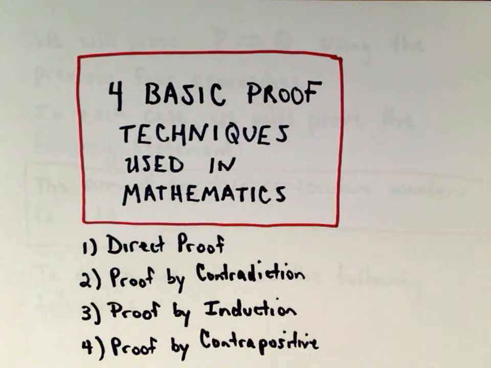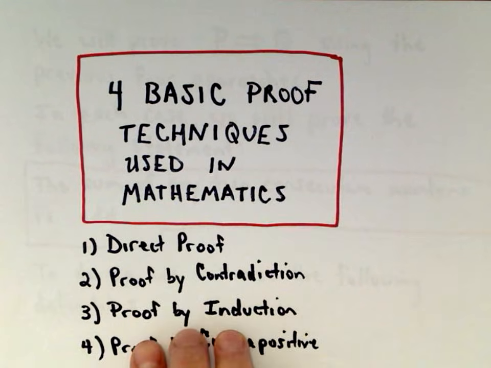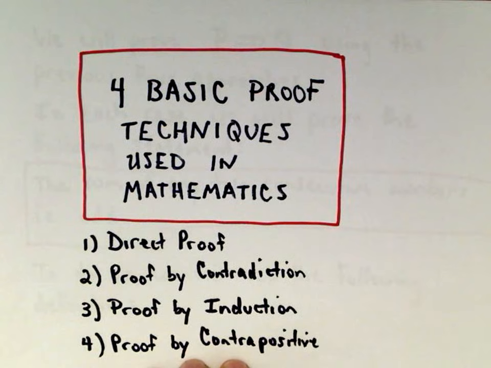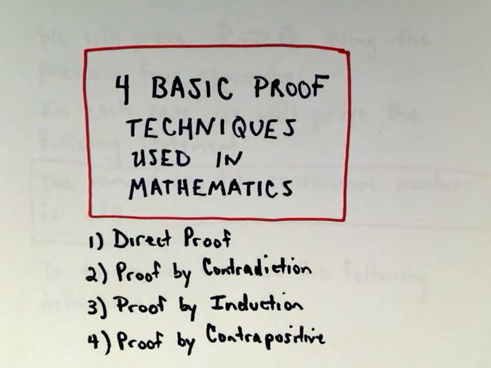Okay, in this video we're going to look at 4 basic proof techniques used in mathematics. And what we're going to do is talk about direct proof, proof by contradiction, proof by induction, and proof by contrapositive. And again, this is just going to be a quick little introduction. The result that we're proving is going to be something very basic. You might even think, do we really need to prove that? But again, what we're trying to do is focus on these techniques and how they're used.